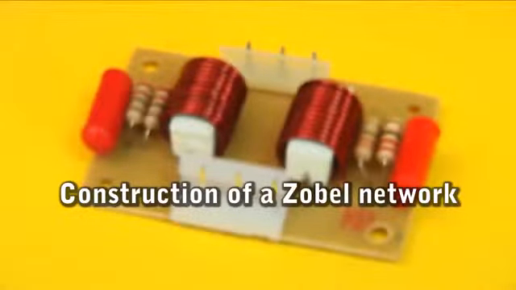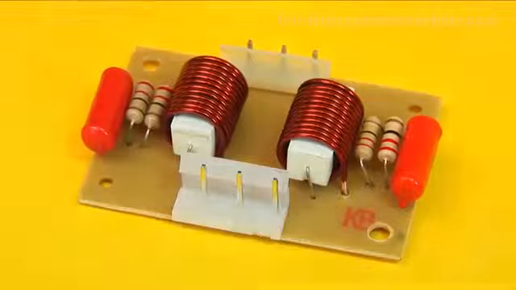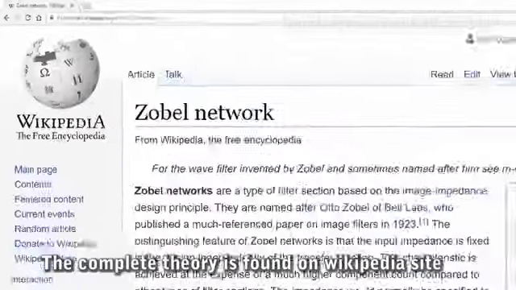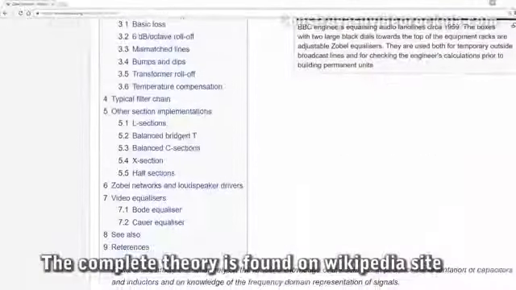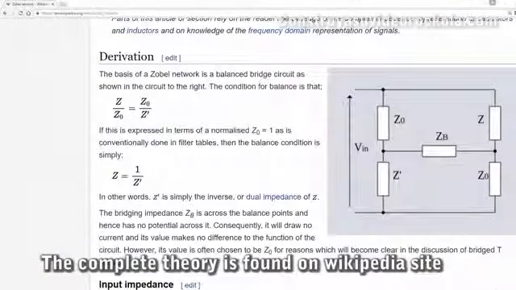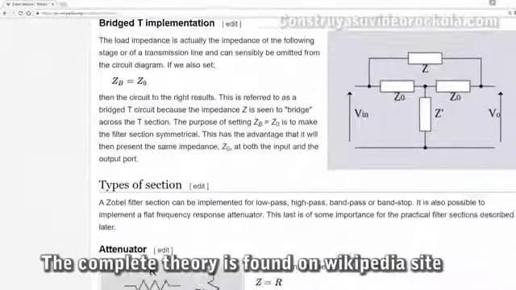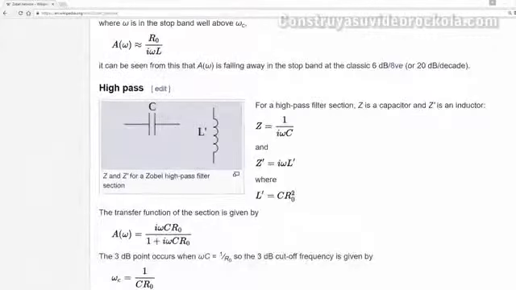Construction of a Zobel network. The Zobel network is a filter class, which takes care of fixing the transfer impedance. Initially this was used in telecommunications, and has multiple configurations, for a great variety of uses. On the amplifier's subject, this helps to protect the speaker output.